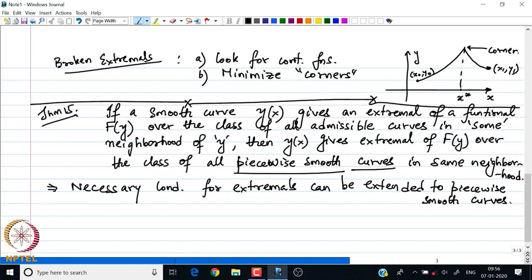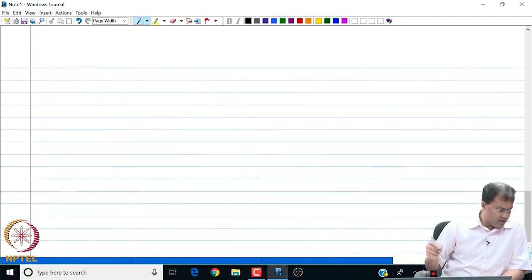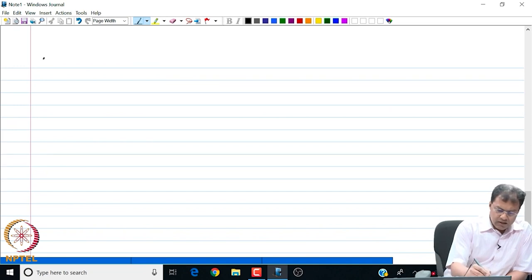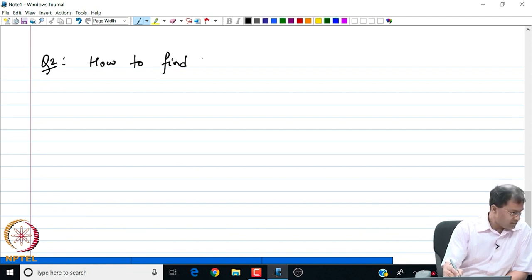Now the second question that we ask is, if that is the case, the Euler Lagrange equation works, how are we going to find these broken extremals? So let me show you how we are going to find these broken extremals. So let's look at it in another slide. So the second question that we have asked is how to find these broken extremals.